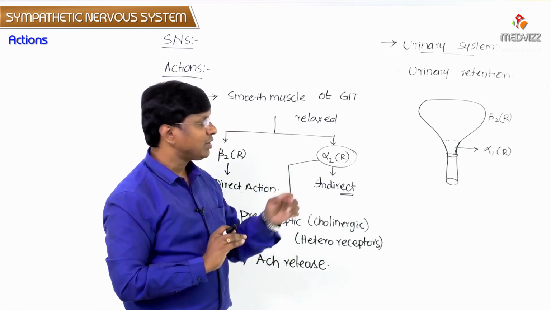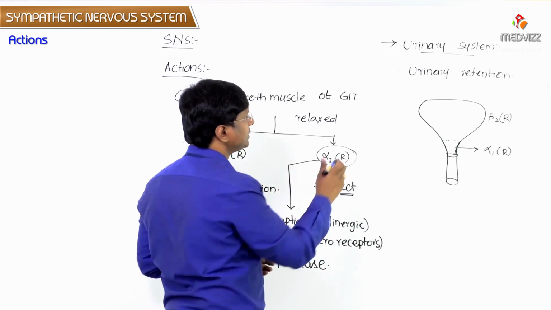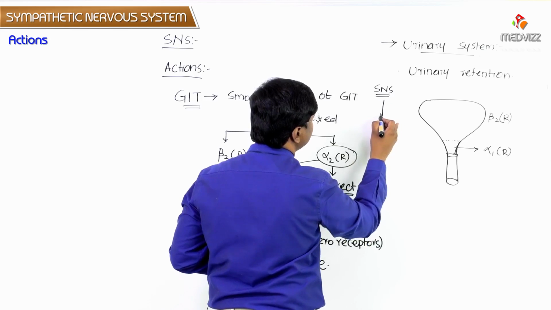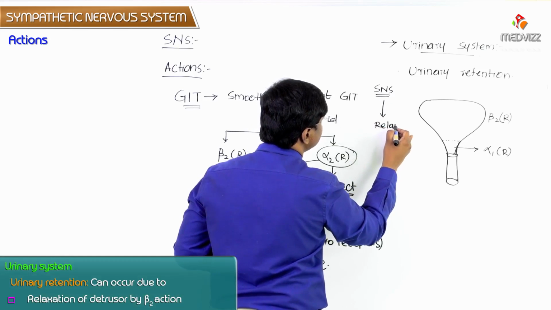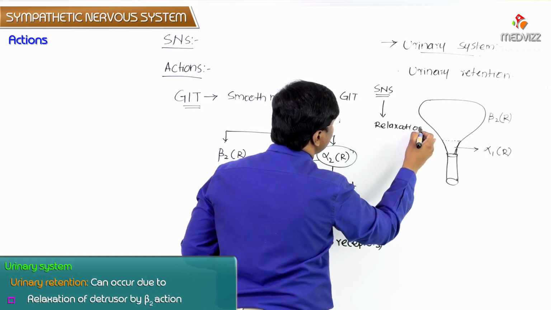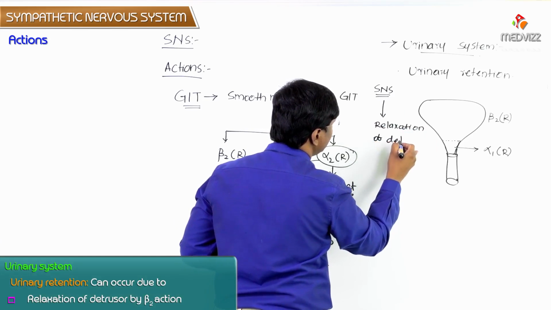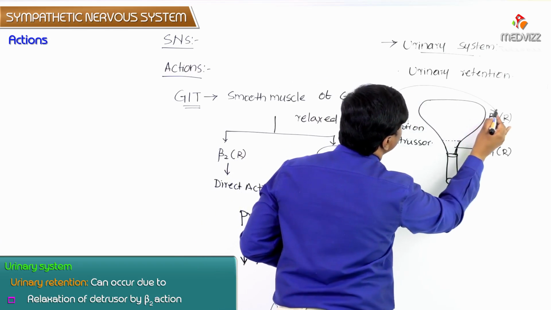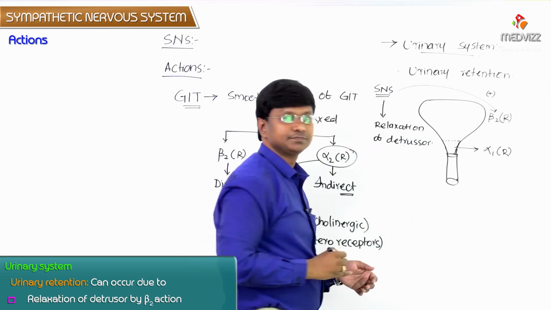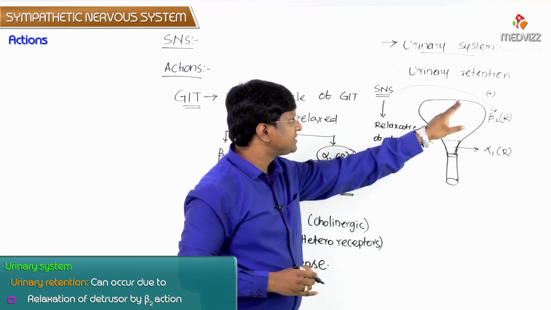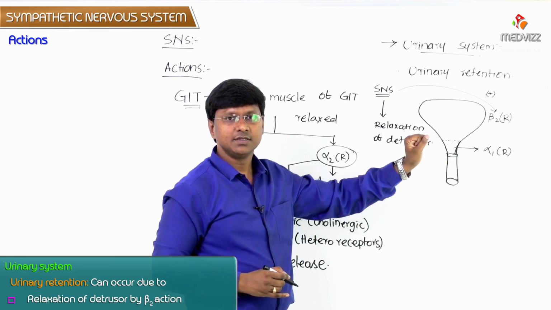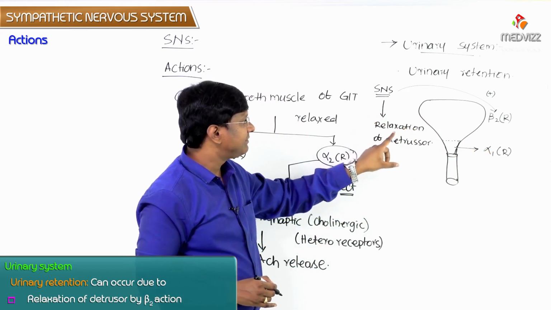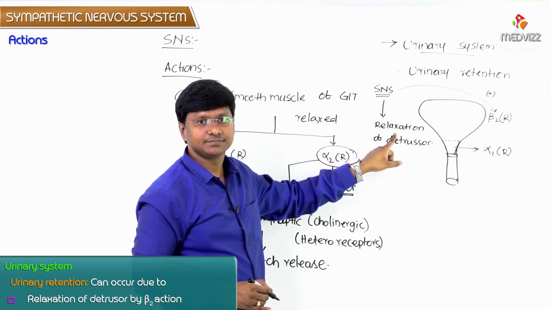Now what will the sympathetic nervous system do? The sympathetic nervous system will cause the relaxation of the detrusor muscle by stimulating the beta 2 receptors. The beta 2 receptors are present within the detrusor muscle, and by stimulating them, there will be relaxation of the detrusor.